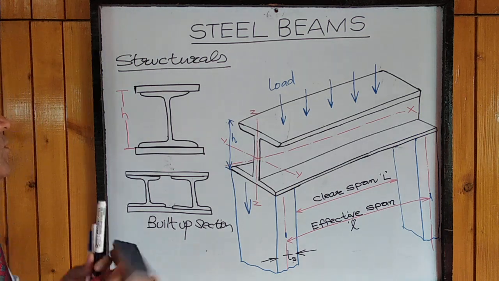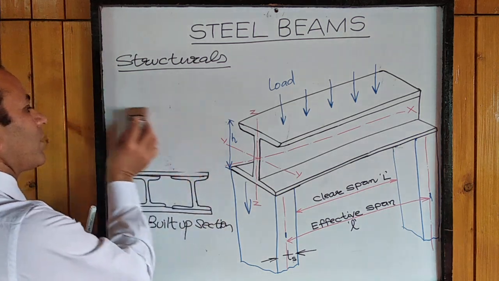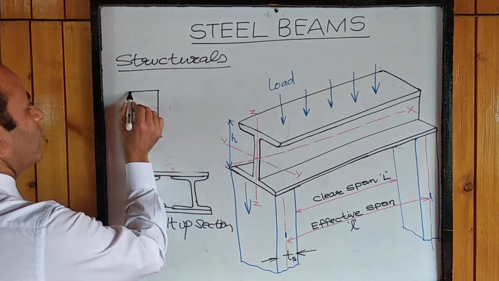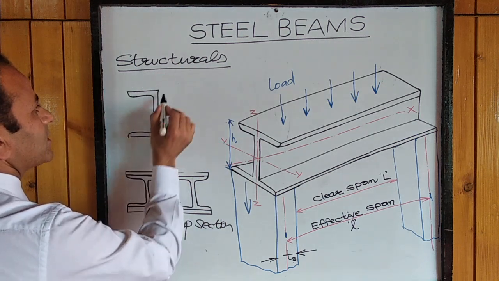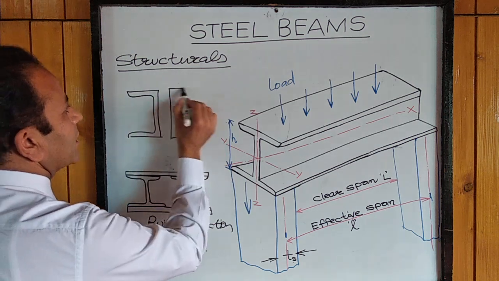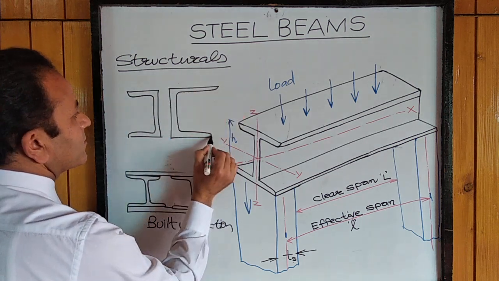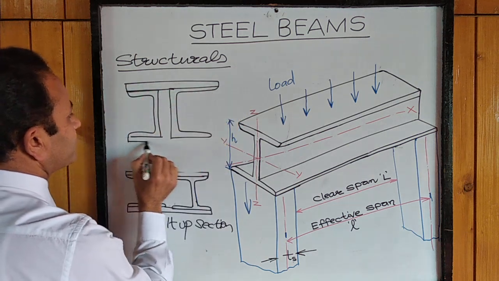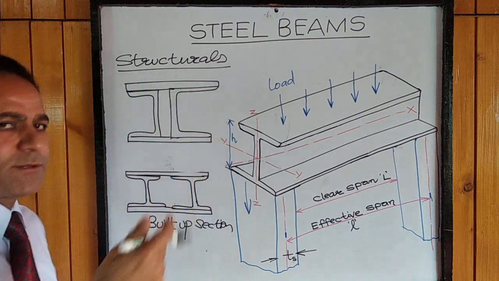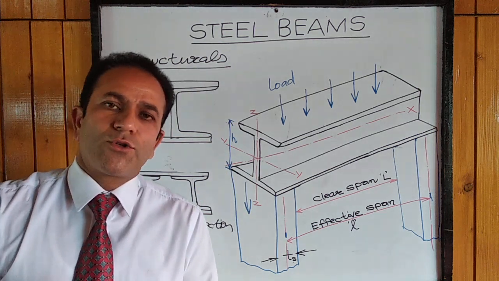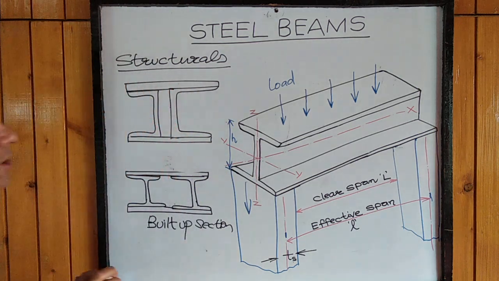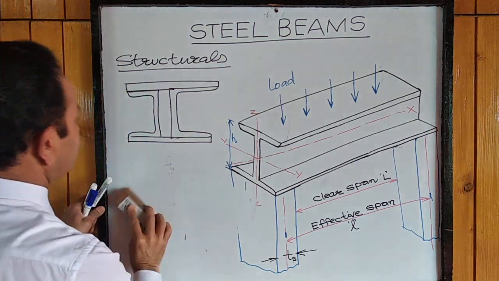Or we may even use channel sections for acting as a beam. We may combine channel sections together to form a built-up section and hence act as a beam, connecting with plates at top and bottom. So built-up sections can be devised to meet our requirements, and such structures can be used to act as a beam.